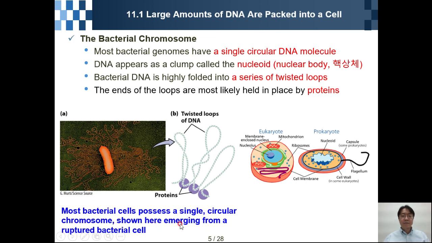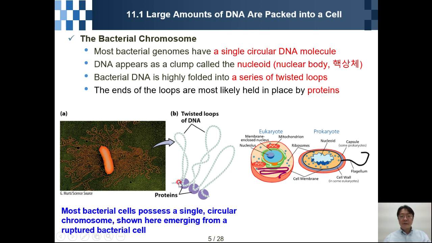Shown here is DNA emerging from a ruptured bacterial cell. And also DNA appears as a clump called the nucleoid. So this is the eukaryote and this is the prokaryote. Eukaryotes have the nucleus, but prokaryotes don't have the nucleus. Instead, they have the nucleoid. So we call it the nuclear body, or in Korean we call it haekseongje. So DNA appears as clumps called the nucleoid.